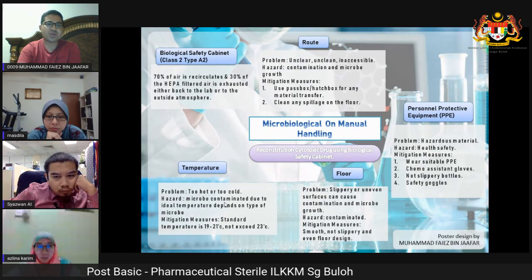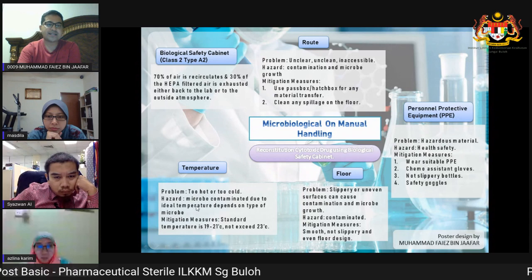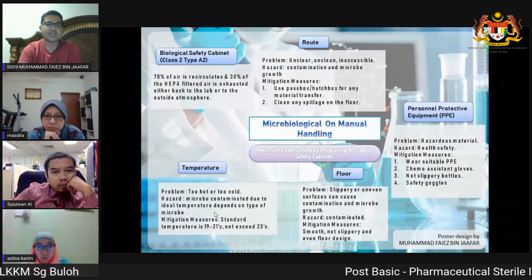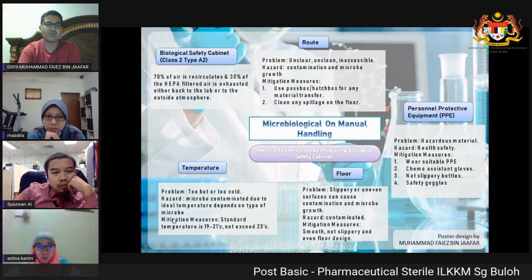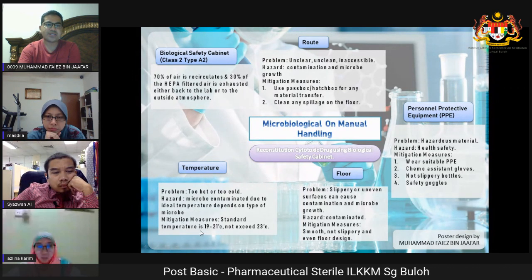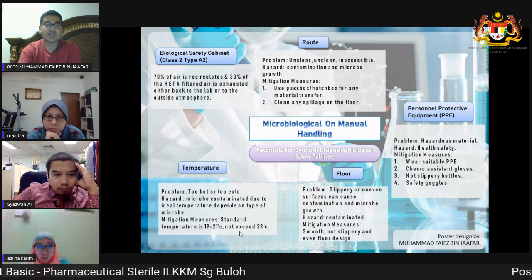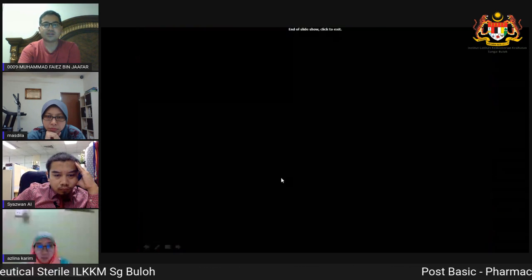So, problem boleh menyebabkan microbe contaminated due to ideal temperature depends on type of microbe. Mitigation measure, standard temperature is 19 until 21 darjah Celsius, not exceed 23.